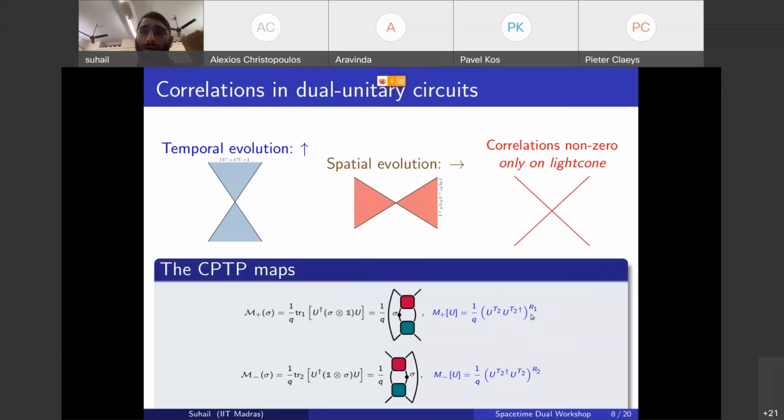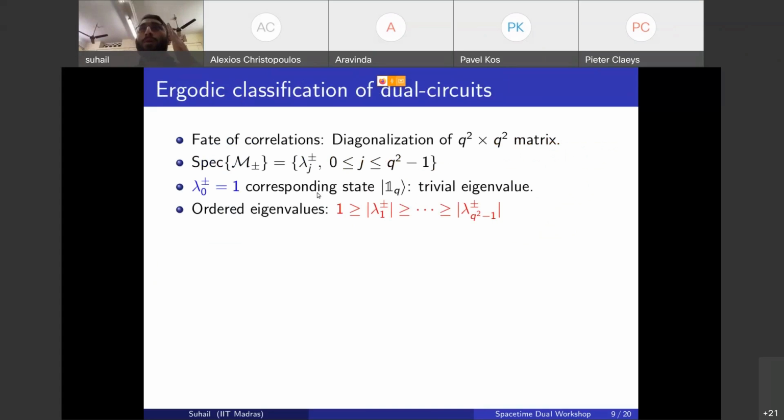So R1 is actually what I was saying. I have to differentiate between two rearrangements that are possible, so we're writing R1 and R2. This M plus of U crucially depends on partial transpose and realignment. So the fate of the correlations will be determined by the spectra of these matrices M plus minus. Now the problem reduces to this: these channels are proven to be contractive, and their spectra lie within the unit disk. They're unital, so there is a trivial eigenvalue corresponding to the vectorized identity. We will order these eigenvalues: lambda 0 is just the trivial eigenvalue, and then lambda 1 up to lambda q square. So these are the ordered eigenvalues of this M plus channel.